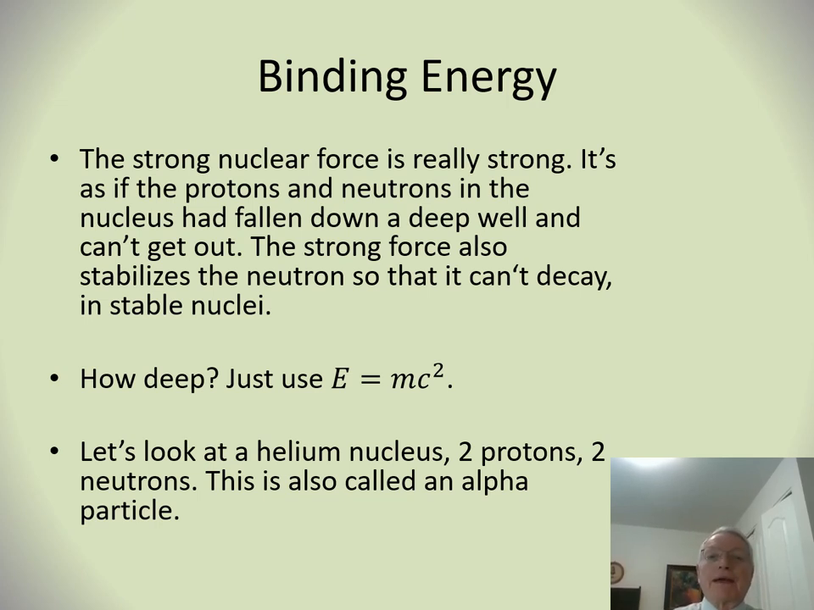Okay, just like electrons in atoms are bound and sit down in an energy well, for instance, the electron in the hydrogen atom is down in an electron well that's 13.6 electron volts deep. The strong nuclear force also causes the nucleons in the nucleus to be down in a really deep well that they can't get out of. And this strong force holding the particles together is the thing that stabilizes the neutron, which would like to decay into a proton after about 10 minutes. The strong force stabilizes that neutron so that it doesn't decay.